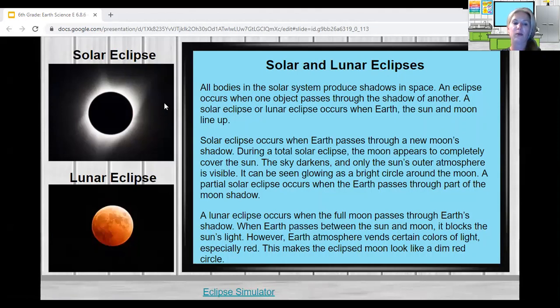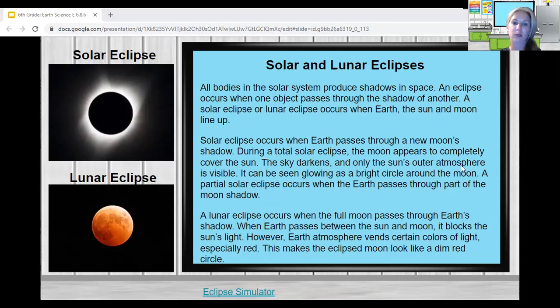We do have a new moon, but the moon and the earth and the sun don't always line up. So this is when they have to line up perfectly. And it has to be from where you're standing on the earth that you see it lined up. So when I show you the eclipse simulator, you'll better understand that. So all bodies in the solar system produce shadows in space. An eclipse occurs when one object passes through the shadow of another.